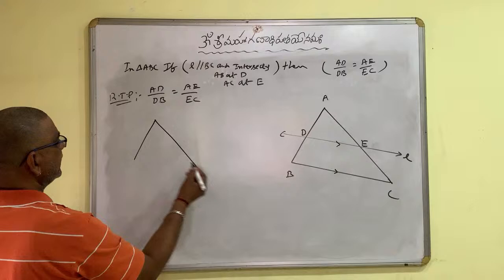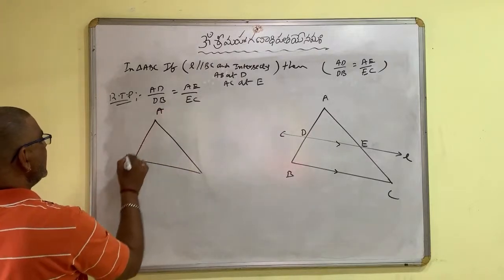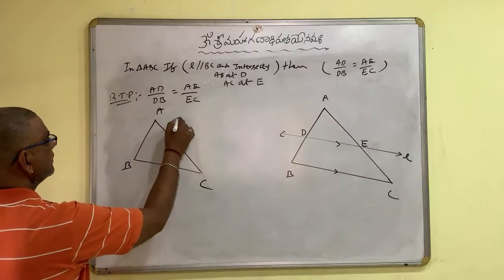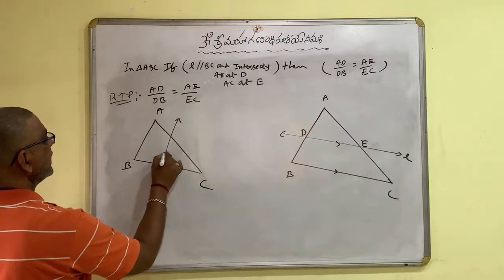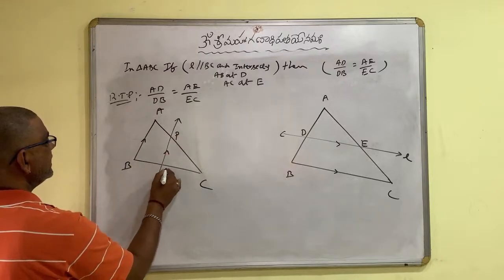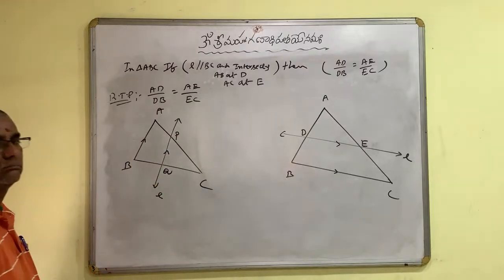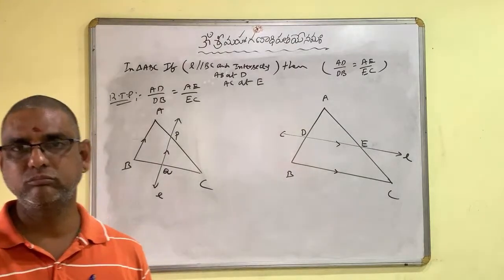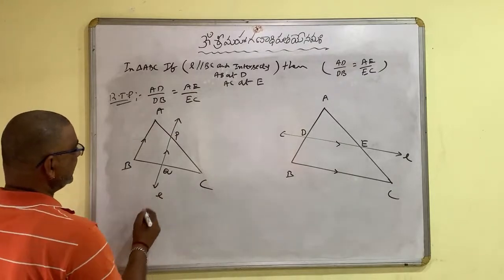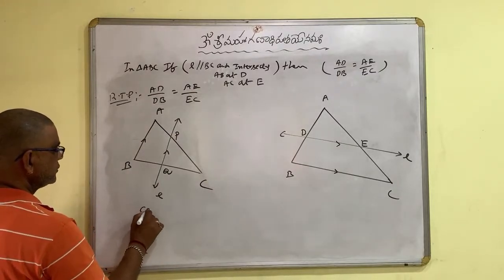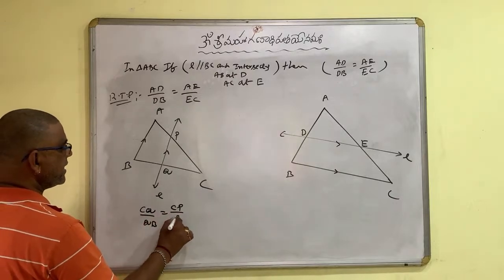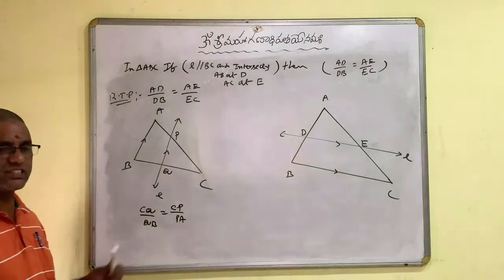I am drawing a triangle ABC and there is a line L parallel to AB, intersecting AC at P and BC at Q. Then what is the result here? CQ by QB equals CP by PA. Here in this case.